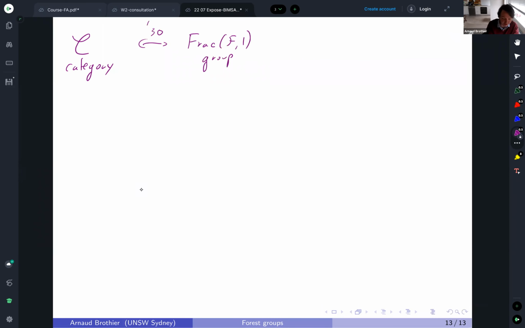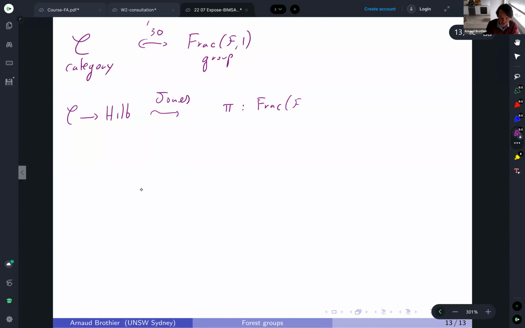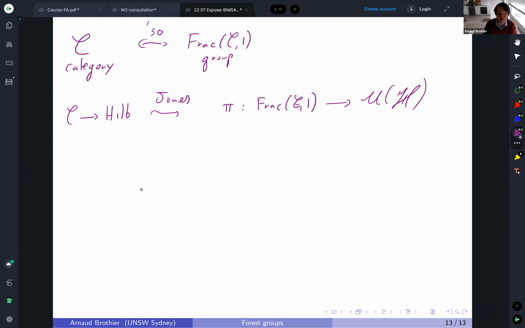Now, what says Jones? He says, well, if I go from C to Hilb, and that's the new thing of Jones, then there exists a pi that I can construct, going from the group that I build from my category to Hilb. And in fact, it just gives me a unitary representation on a Hilbert space. So that's what is new of Jones. That's what I call the Jones technology.